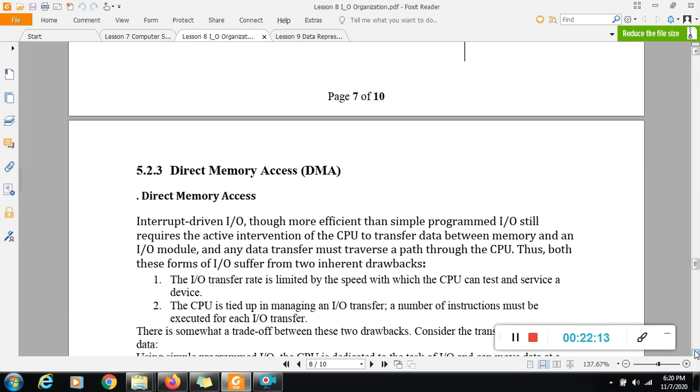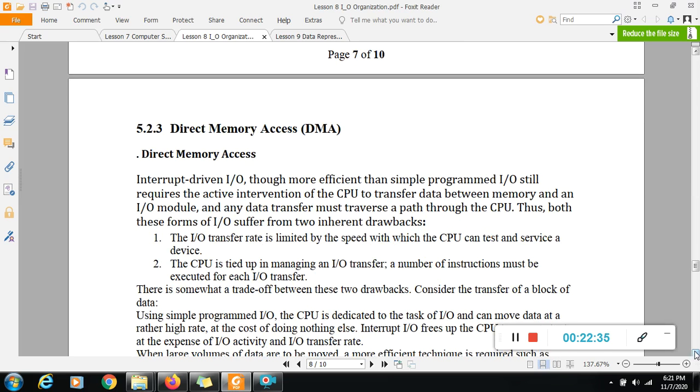But now that is not enough, because even the interrupt is difficult. We look at a way in which the CPU can continue operating continuously without being interrupted, because we want it to be at its best, optimal performance. So here is where we need the direct memory access. Interrupt-driven I/O, though more efficient than simple programmed I/O, still requires the active intervention of the CPU to transfer data between memory and an input-output module. And then data transfer must traverse a path through the CPU.